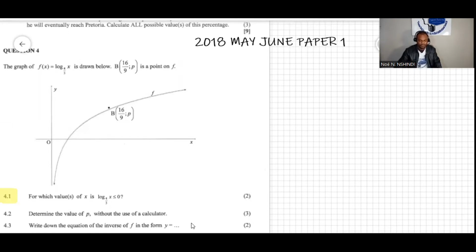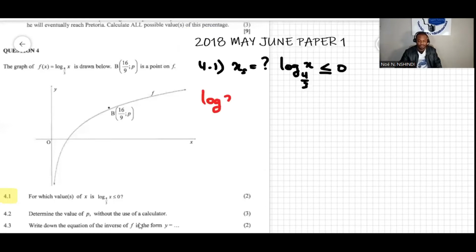We have question 4.1. So I'm going to write here 4.1. We're looking for the value or values of x for which log of x base 4/3 is lesser than or equal to 0. Now, we need to remember the log definition or formula: log of a base b equal to x implies that a equal to b to the power of x.